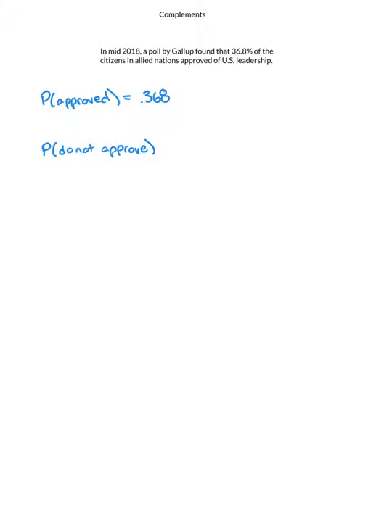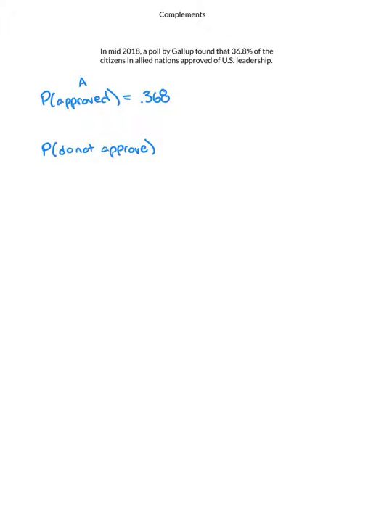So to understand how complements are going to help us here, let's go ahead and look at an example. Now, in mid-2018, a poll by Gallup found that 36.8% of the citizens in allied nations approved of U.S. leadership. Now, I can write this by saying the probability someone approved was 36.8%, or 0.368 as a decimal. Now, let's say I wanted to find the probability of the complement. That is, if I have approved, the only other option is that they did not approve. So I have approved versus its complement.